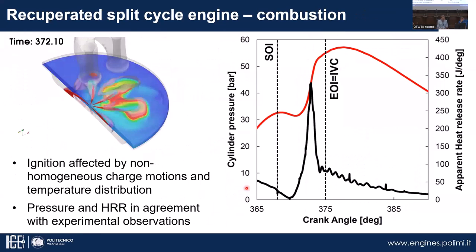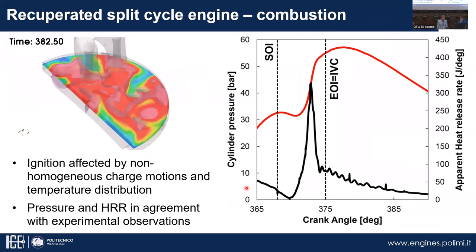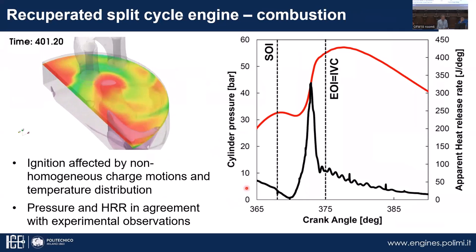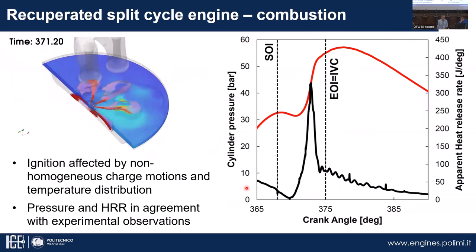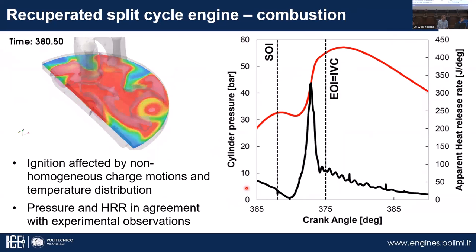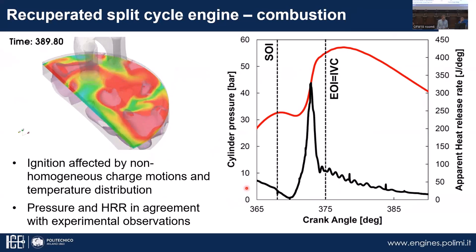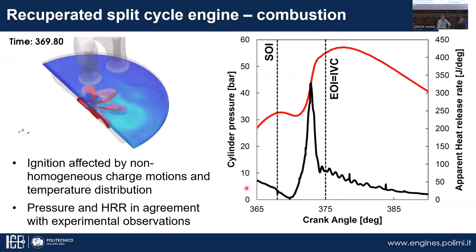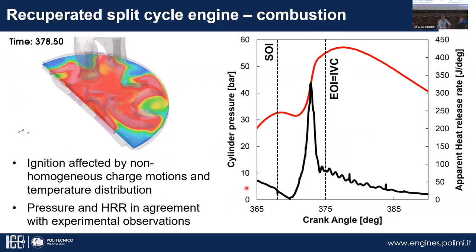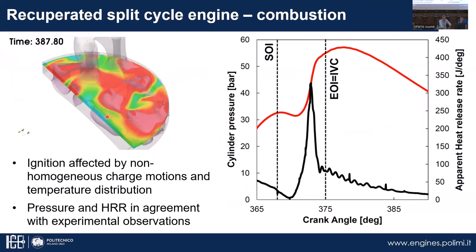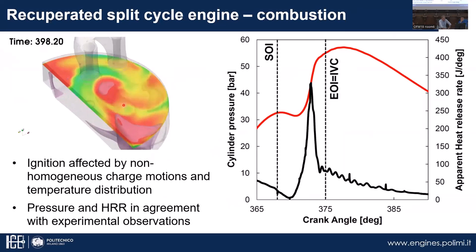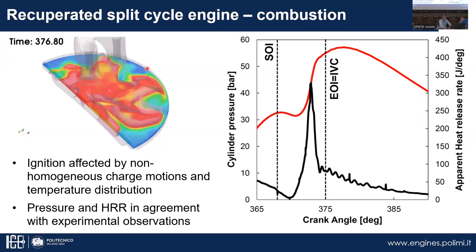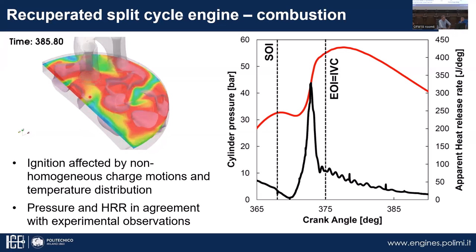For what concerns the combustion, here we can see the injection of the different sprays and then the way they evolve. The charge motion is not organized, which means that every spray evolves under different conditions of velocity and temperature. The first jet that ignites is the one exposed to the highest temperature range, as you can see here, and then we have a sort of flame propagation.